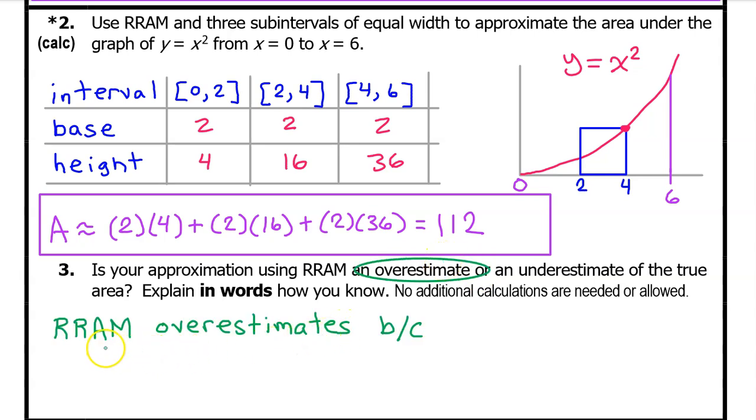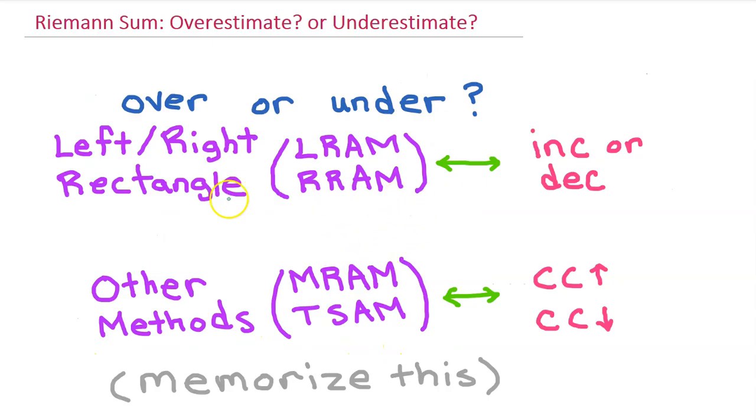However, I want your explanation to be modeled after mine, almost word for word. Start by saying RRAM overestimates because. Then I want you to memorize the following information. Left and right rectangle approximation methods will over or underestimate depending on whether the curve is increasing or decreasing. The other methods, MRAM and TSAM, midpoint rectangle approximation method and trapezoidal sum approximation method, will overestimate or underestimate depending on the concavity of the curve.